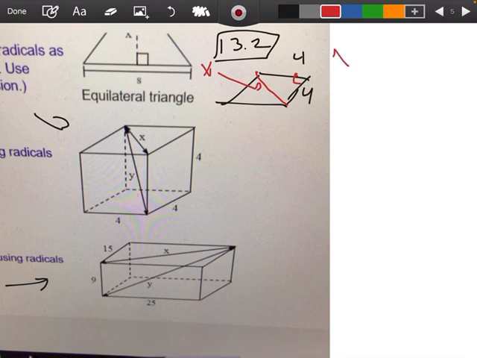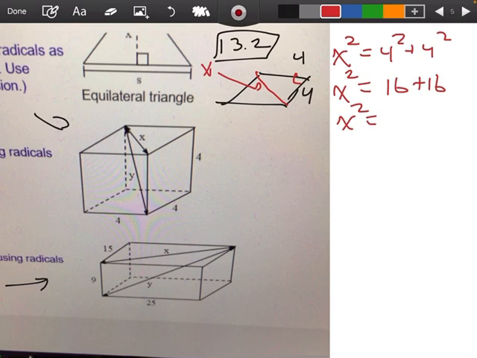So y'all, if I'm going to find the value of x, remember x is going to be my hypotenuse. So it's going to be x squared is equal to 4 squared plus another 4 squared, right? So that's going to be x squared equals 16 plus another 16. x squared is equal to 32. And then, y'all, we're going to take the square root of 32.